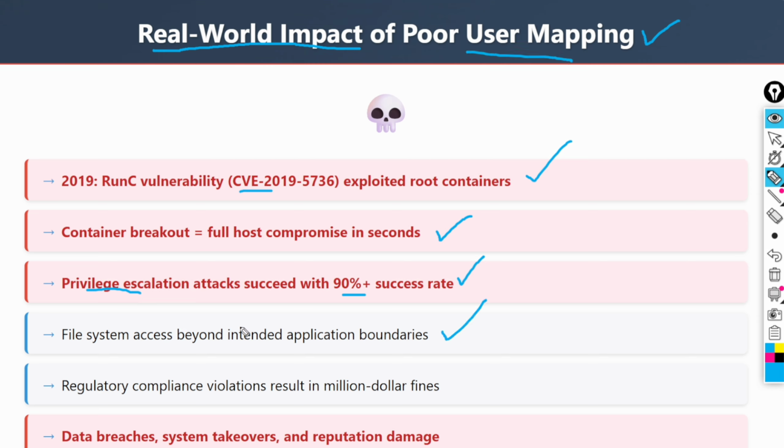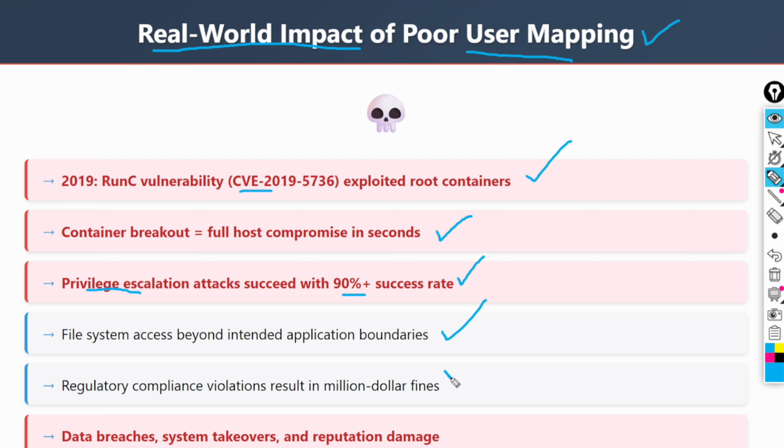And the next point was file system access beyond intended application boundaries. So basically, this happens due to poor user mapping. Obviously, that allows a container to access sensitive files on the host machine, like configuration files, SSH keys, or some logs, which they should never see, or else some sensitive data is available.